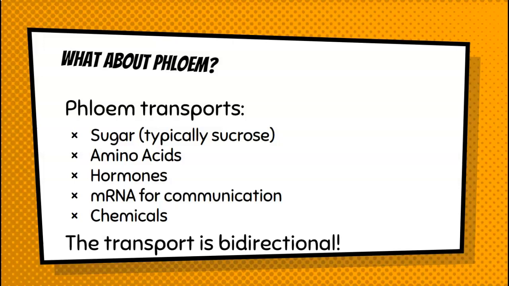So now we've covered roots, we've covered xylem, we're moving into phloem. Phloem transports pretty much everything that's not water. So sugar, amino acids, hormones, mRNA, different chemicals, and as mentioned previously, phloem transport is bidirectional. That means it can move up towards the leaves or down towards the roots. Xylem only moves one way, from roots to stem to leaves.